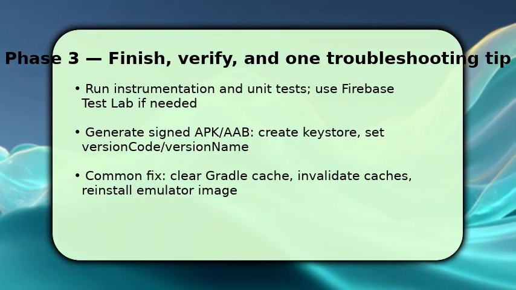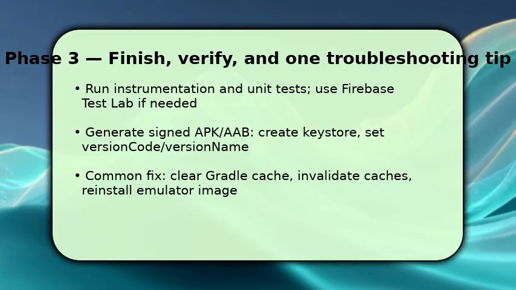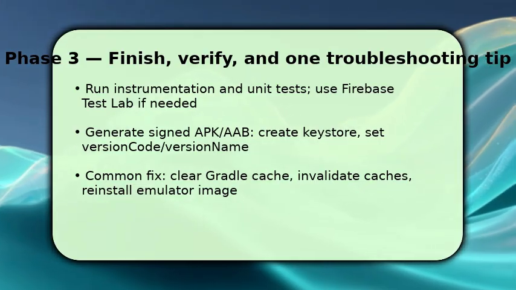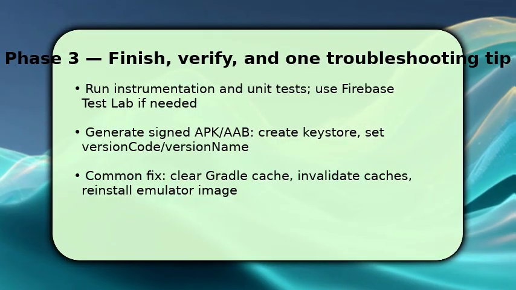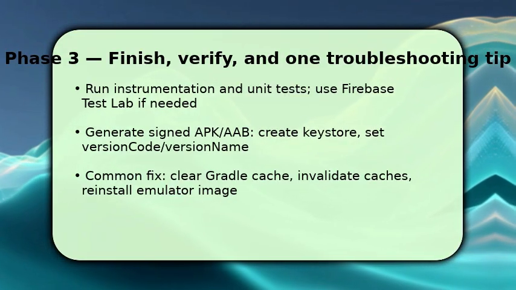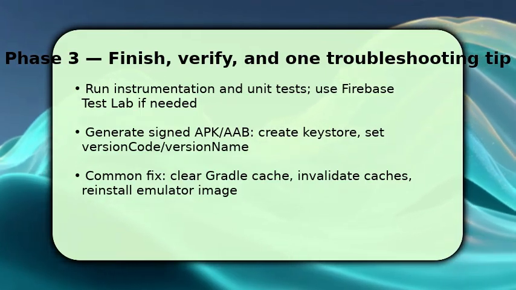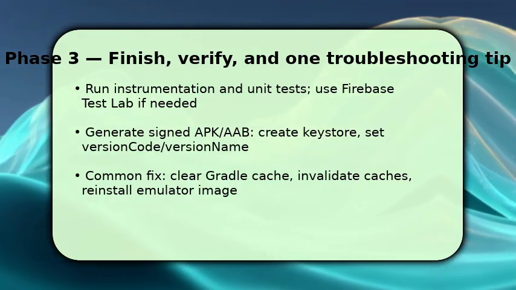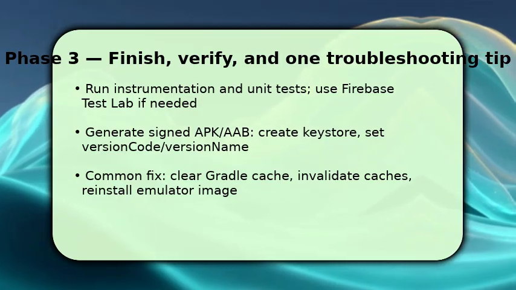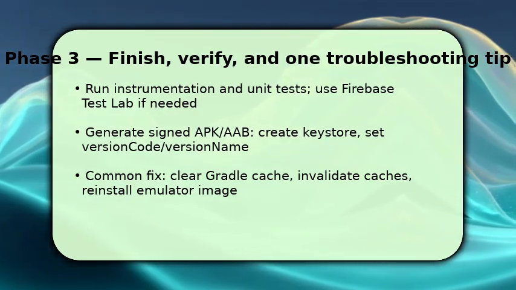You finish by testing and packaging. Write unit and instrumentation tests. Run them on device or Firebase Test Lab. When passing, prepare a signed APK or AAB. Create a keystore, increment version code and version name, then build a release bundle. Once built, verify on target devices and check Play Console warnings.